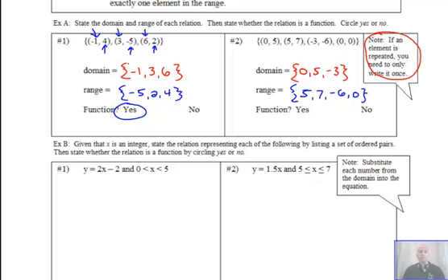Is this a function? It's not. Here's the reason. If I put a 0 in, I can put it in here or here. I have two choices for what's going to come out of this. A 5 can come out, other times a 0 can come out. Since I can get two different responses from the same input, it is not a function.